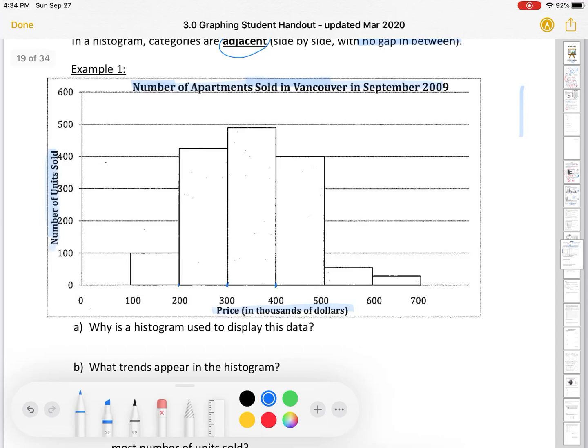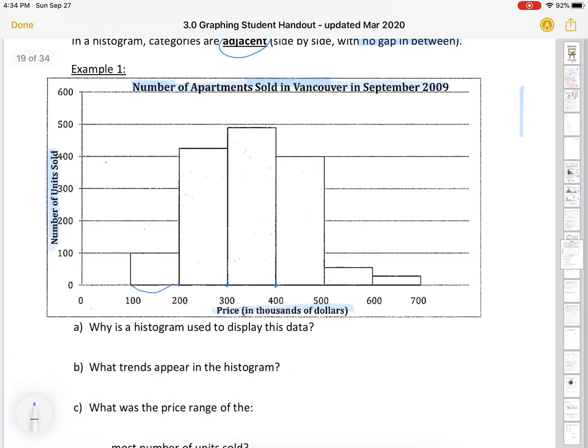And what we notice is that it's a range. So houses that were between 100 and 200, between 200 and 300, between 300 and 400, 400 and 500, 500 and 600, 600 and 700. And then we have the number of units sold. So when it asks, why is a histogram used to display this data? Well, the price or money is continuous. And it's a range of values.